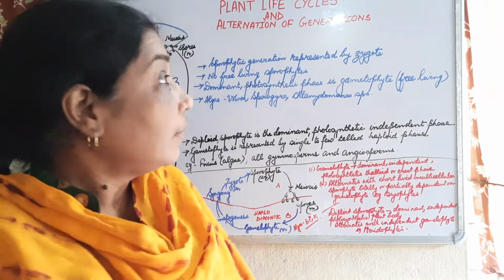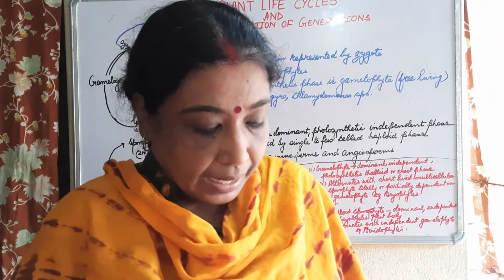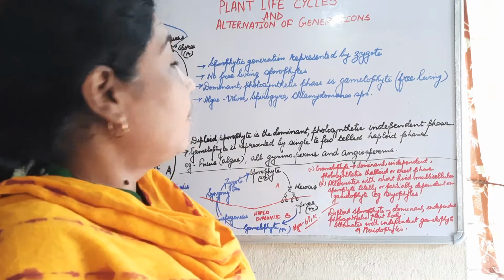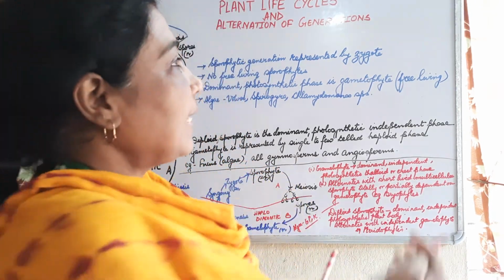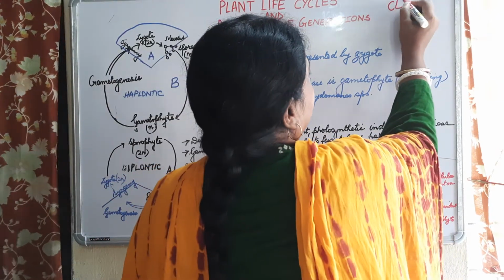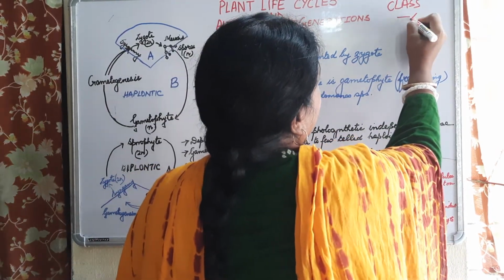And now today the topic of our discussion is plant life cycle and alternation of generation, and it is for class 11 students.